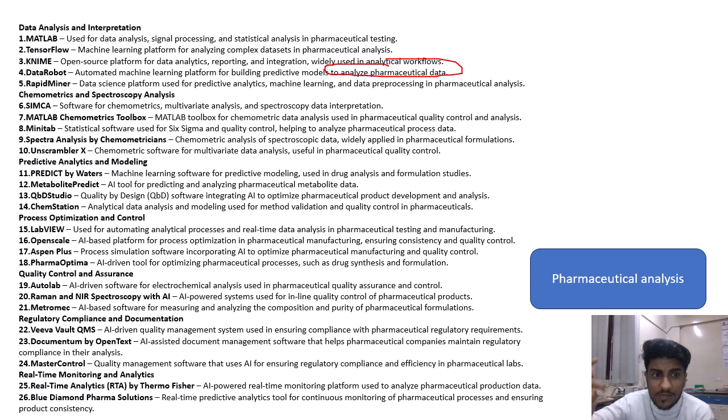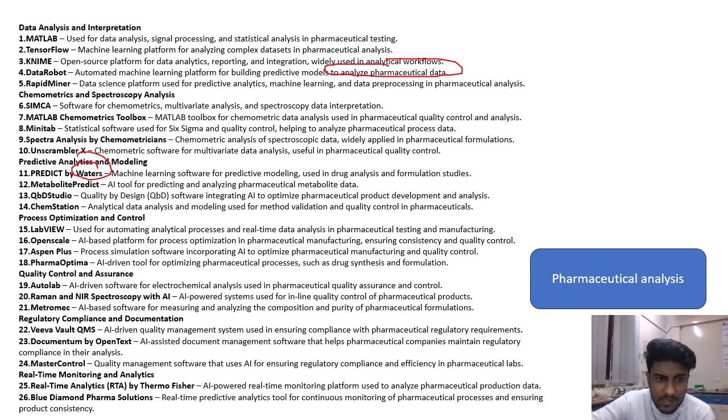Then you have chemometrics and spectrometry analysis, where you have the MATLAB chemometrics toolbox and Unscrambler and all that are useful for quality control, as well as from the pharmaceutical analysis point of view. They are important. Predictive analytics, so by Waters, this is very famous. There are Shimadzu, there are Waters, there are a lot of different companies that are selling HPLCs and all. So Waters is one of the companies, and it is very involved in predictive modeling, drug analysis and all. QbD, ChemStation.